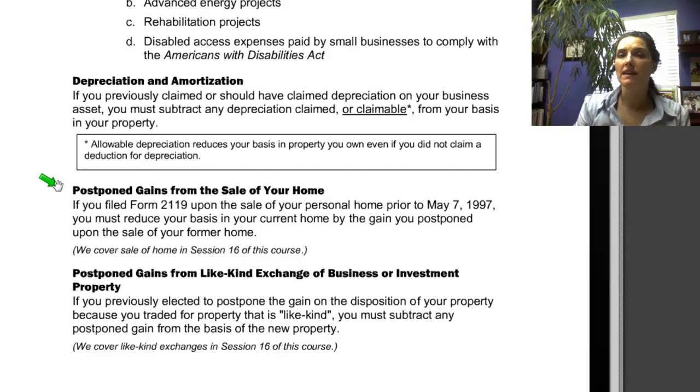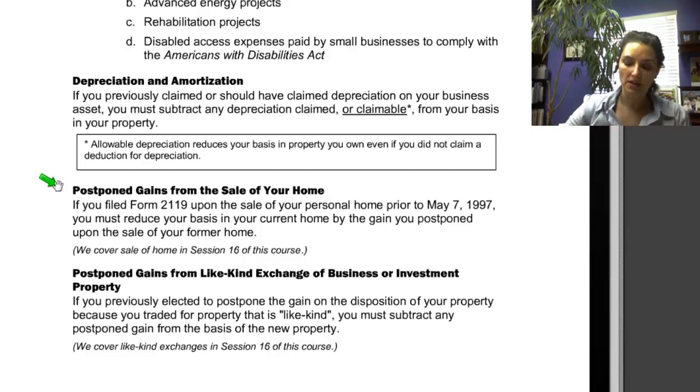Well, back in those pre-May 7, 1997 days, if you sold your home for a profit, you had 2 years to purchase a new home of equal or greater value and move into it. And if you did that, then you could postpone realizing the gain or postpone paying taxes on the gain. So it is possible, even though this was quite a while ago now, that there are still people out there who have a cost basis in their home that is less than what they paid for it.